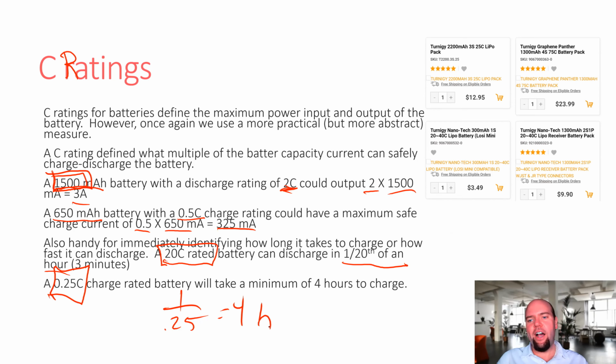I just went to Hobby King and did a screenshot of their battery section, and you'll see that you have these 25C LiPo, 75C battery pack. Holy smokes. A 75C battery pack, that's good. That could dump the entire battery pack in less than 1 minute. Oh man, holy moly, that is like a rifle right there. LiPos are scary. You've got to be really careful because think about that: 1300 milliamp hour battery at a 75C discharge rate.